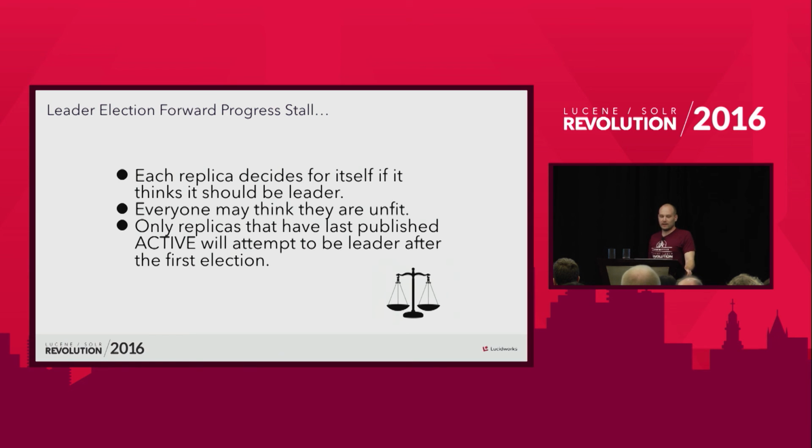So basically, if this happens, if for some reason, like you get an out-of-memory exception on all of your nodes at the same time and they lose their connection to Zookeeper, then all of the replicas will keep going around this dance saying, hey, my last published state wasn't active, my last published state wasn't active, I can't be leader, I can't be leader, and we're kind of stuck.